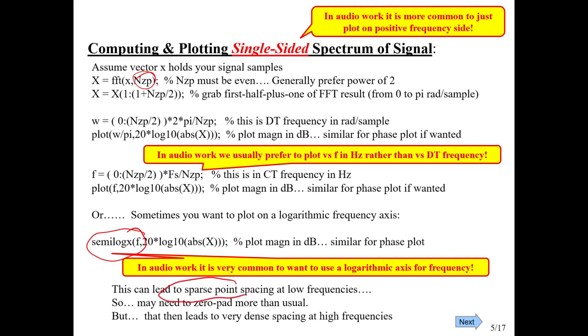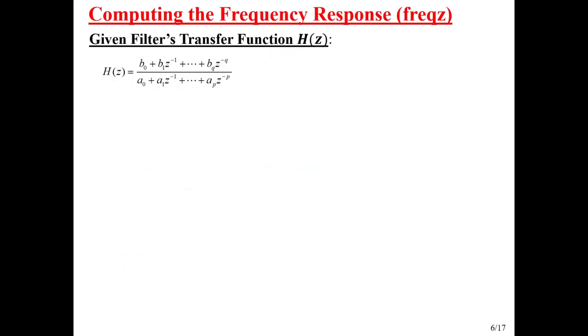It can also lead to sparse point spacing at low frequencies. So you might need to bump up zero padding more than that 4x or 5x that I suggested before. And you then get very dense spacing at high frequencies. So the FFT command is really not well suited to doing this, but we often just do it and live with the results and just zero pad until we get what we want to see. Okay, so that's finding the spectrum of a signal.